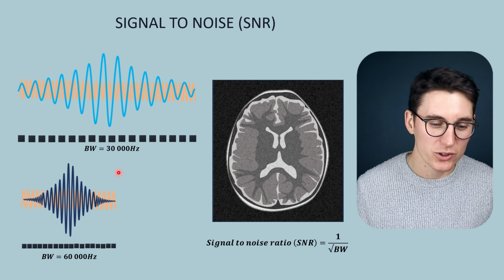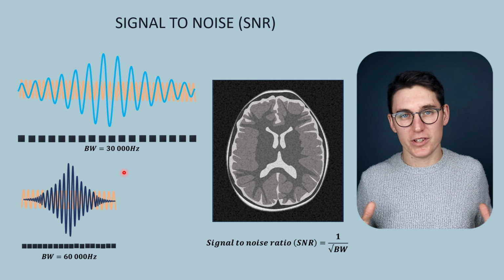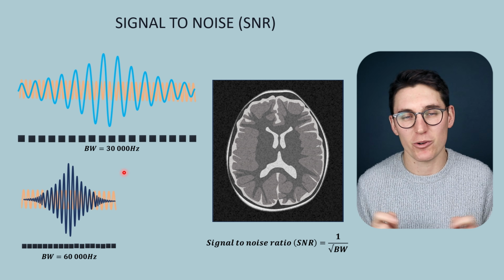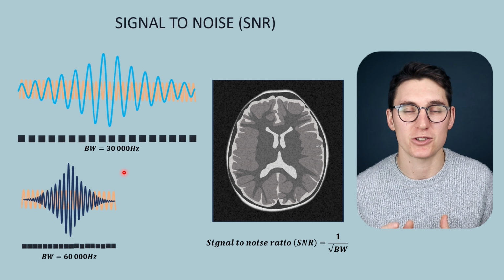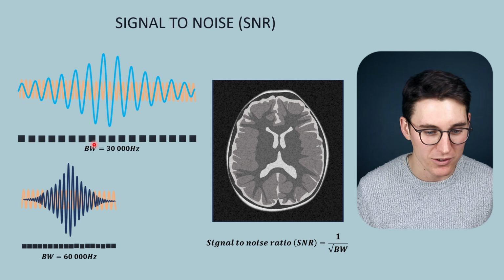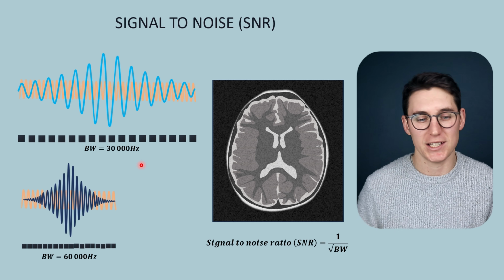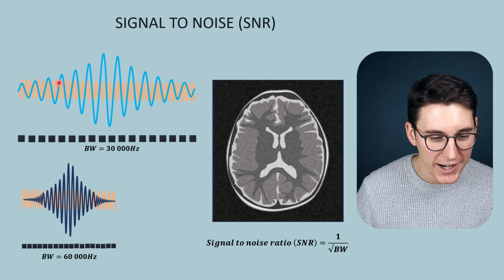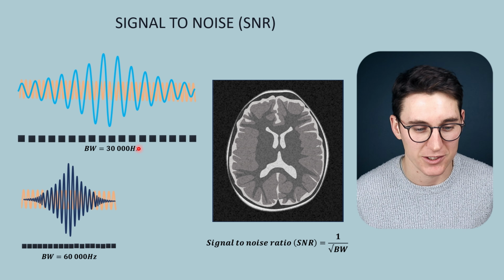Now, why don't we use really narrow bandwidths all of the time? Surely we just want to use the narrowest bandwidth possible, to get the best signal-to-noise ratio possible. Well, we've touched on one factor. We can't do very short TEs because the sampling time will become way too long when trying to acquire the signal.